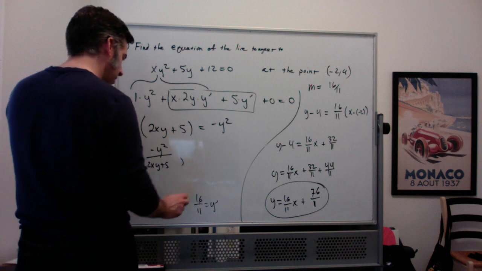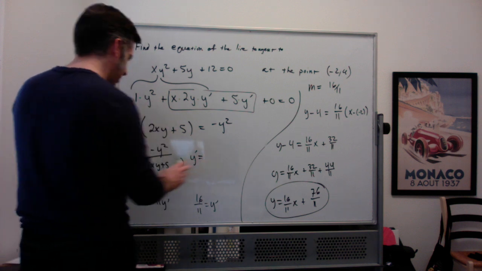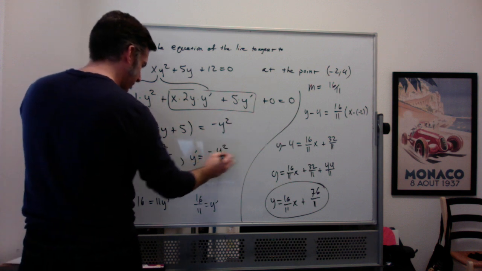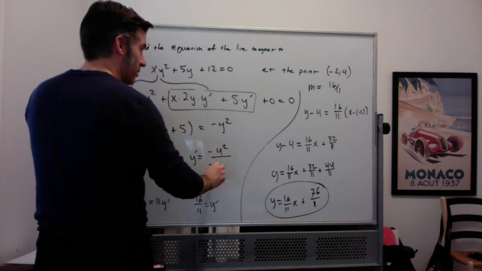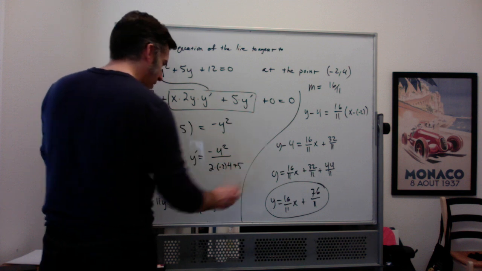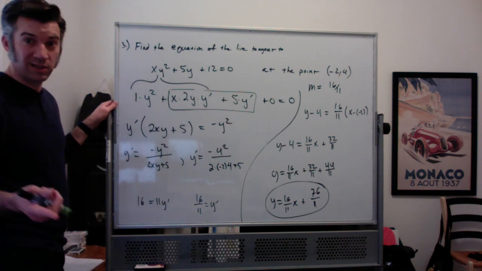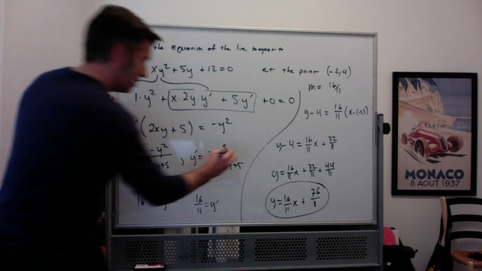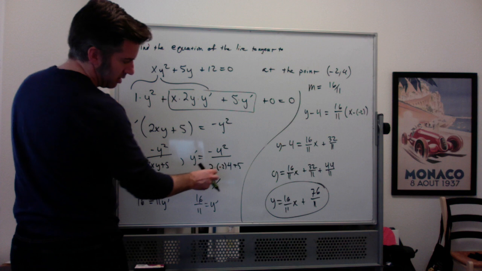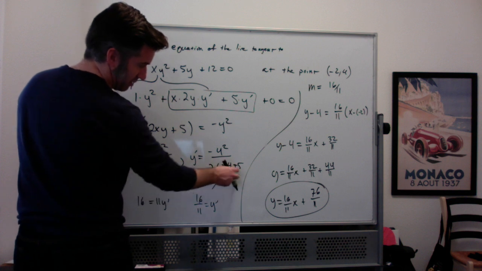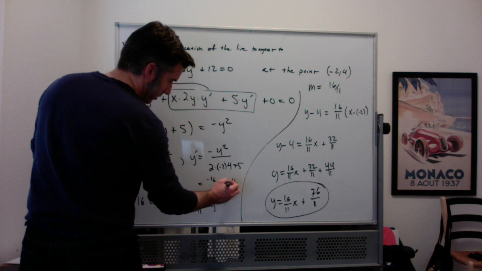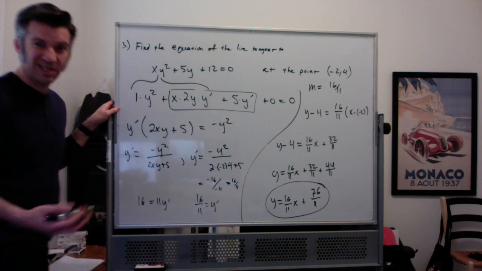And then if you plug in, you get y prime equal to, plugging in 4 for y, -4 squared divided by 2 times -2 times 4 plus 5. Be careful, the 4 is getting squared before the negative happens, so that's going to be a -16, divided by -4 times 4, which is -16, plus 5 is -11. Oh, that's 16/11. So you can do it this way, but it feels like a little more work.